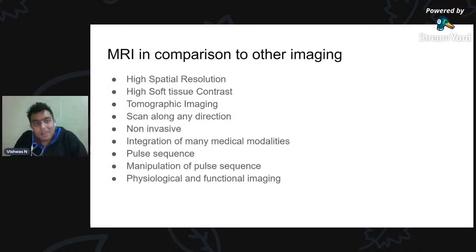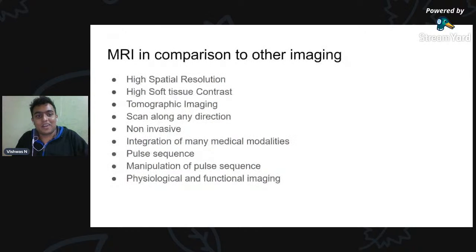So why do we take this into consideration? Because of high resolution, high soft tissue contrast, and tomographic imaging, scan along any direction. You can just twist and turn the patient. You can't really twist him like this, but at the end of the day, you can make some sort of manipulation so that it does not affect the patient. There is scan along any direction where you can really move the CT scan machine in any direction, but it gives you an accurate result at the end of the day.